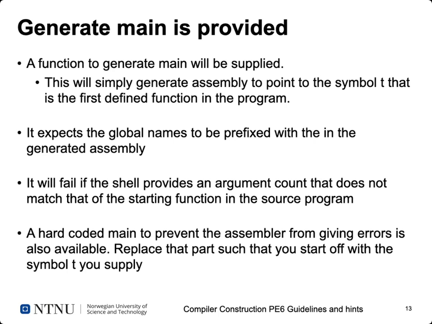So we have already provided this generate main function here. It simply generates assembly to point to the symbol that's the first defined function in the program. This expects global names to be prefixed with the underline in the generated assembler. It will fail if the shell provides an argument count that doesn't match the argument count of the starting function in the source program. So that will automatically complain if you try to start your VSL program with the wrong number of parameters. And we have a hard-coded main to prevent the assembler from complaining. You can replace this by starting off with the symbol you actually supply.